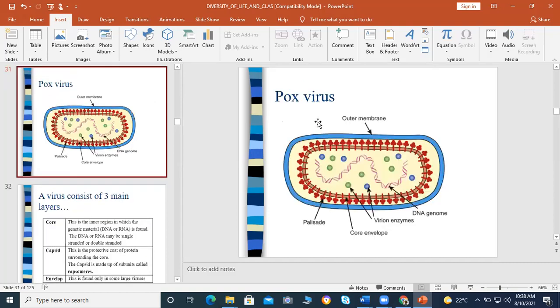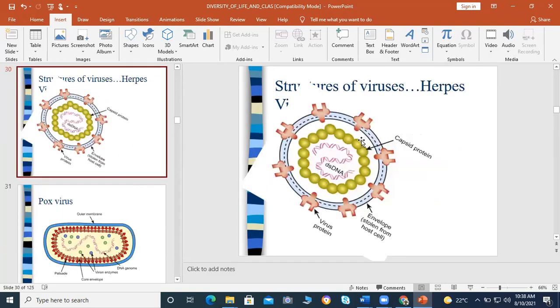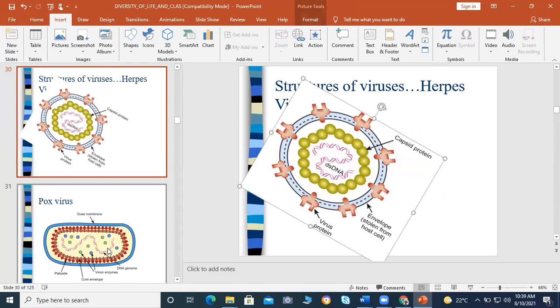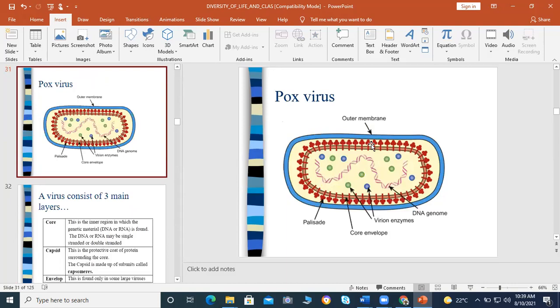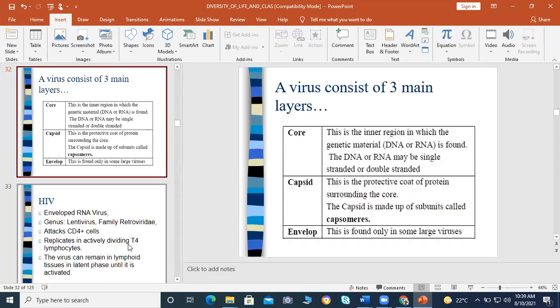So they have different units that we call capsomeres. Each one of these you are seeing is a capsomere. When you come here, each one of these, where they are divided with that brown line, is a capsomere. So they form that layer of proteins that protects the genetic material. And then we have the envelope. The envelope is normally found in larger viruses. They are not common in all other viruses.